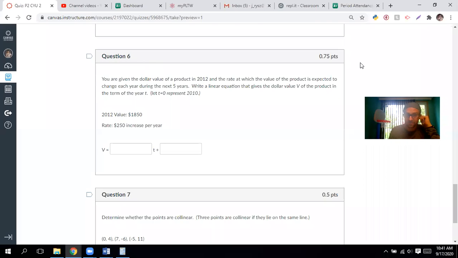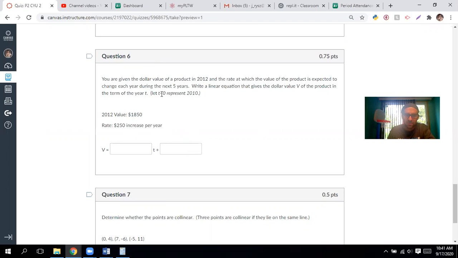Okay, just noticed a word I forgot to put. So you're given the dollar value of the product in 2012 and the rate at which the value of the product is expected to change each year during the next 5 years. Okay, so write a linear equation that gives the dollar value V of the product in terms of years t. Okay, so every year we are expecting this to increase $250 per year. Oh, it says it right there, and the 2012 value was $850.